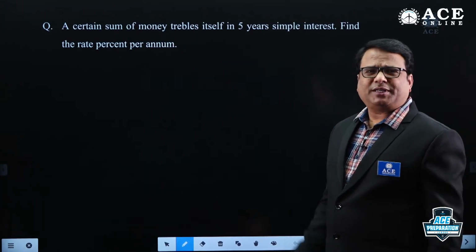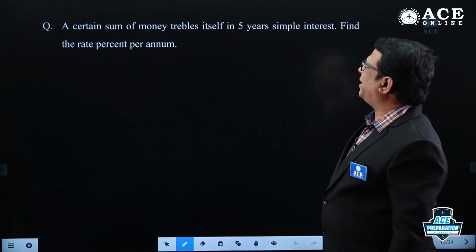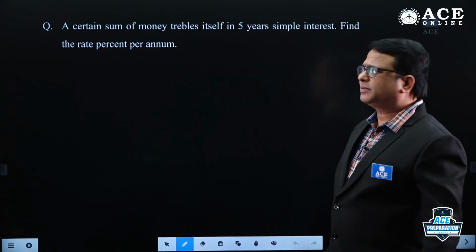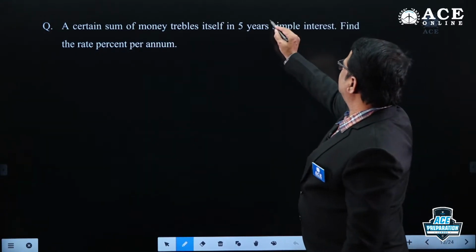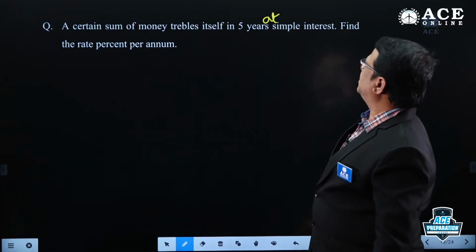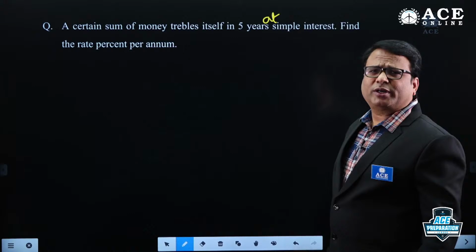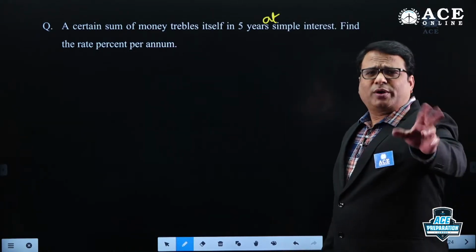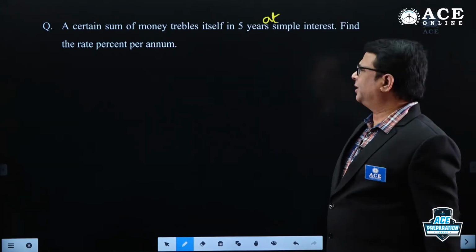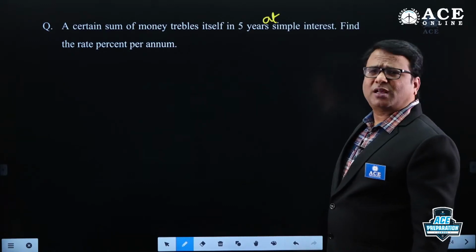Asked about the rate of interest. A certain sum of money triples itself in 5 years at simple interest. Here 'at' is missing. In 5 years at simple interest, find the rate percent per annum. What is the rate of interest? Okay, so here he is directly asking the rate of interest, and the money is tripling itself in 5 years.